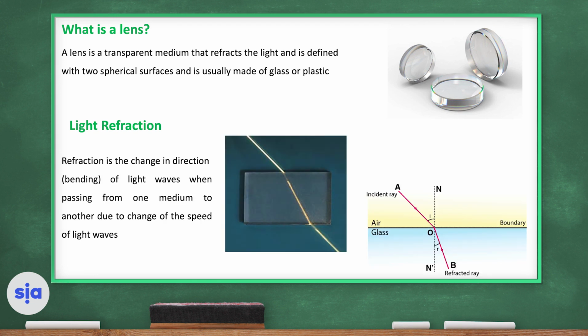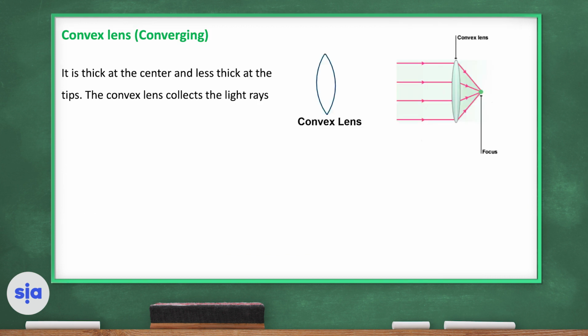What is light refraction? Refraction is the change in direction or the bending of light waves when passing from one medium to another. So if you see this picture, the light rays travel from air and then enter this object, which is a piece of glass. It will bend. It changes the media. It will bend due to change in its speed. So when the light changes the media, it changes its speed too and bends. This is called refraction.